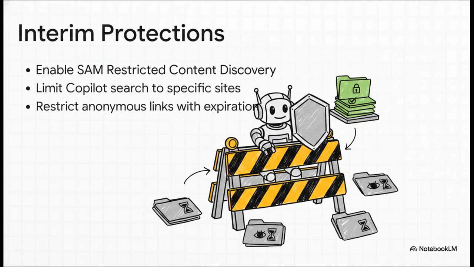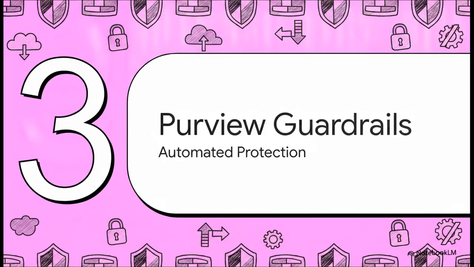You can also temporarily limit Copilot search to just a specific list of validated sites and enforce really strict expirations on any anonymous sharing links. This buys you the breathing room you need to fix the foundation. All right, once the manual bleeding is stopped, we move to Section 3, configuring Purview guardrails.